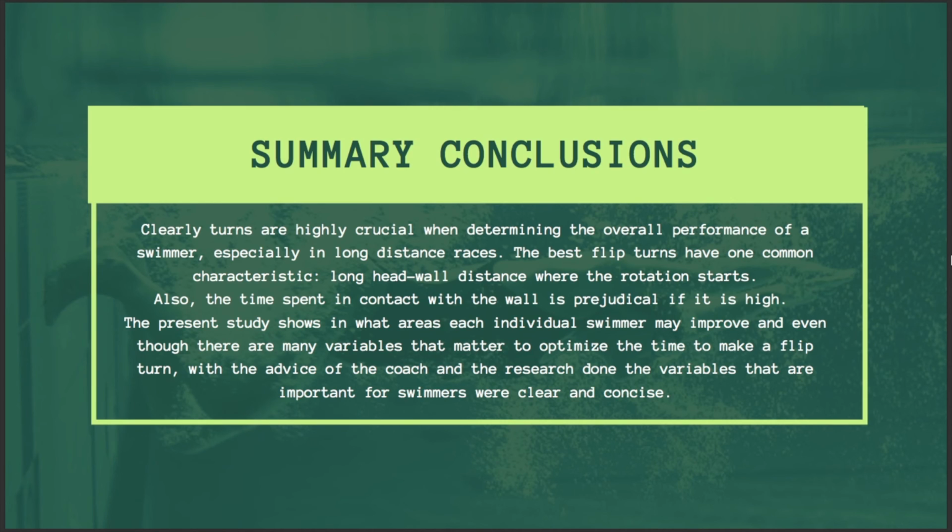For the summary conclusions, clean turns are highly crucial when determining the overall performance of a swimmer, especially in long-distance races. The best flip turns have one common characteristic: a long head-to-wall distance where the rotation starts. Also, the time spent in contact with the wall is detrimental if it is high. The present study shows in what areas each individual swimmer may improve, and even though there are many variables that matter to optimize the time to make a flip turn, with the advice of the coach and the research done, the variables that are important for swimmers were clear and concise.